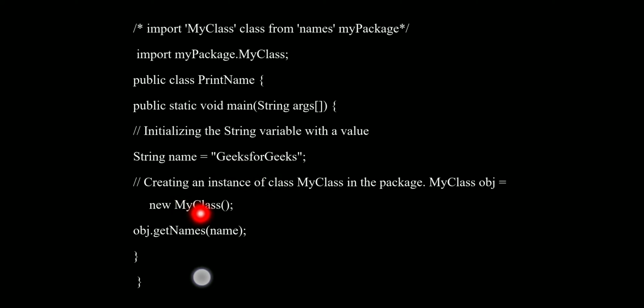In this we are going to create an instance of an object, that is, MyClass obj = new MyClass. This is the way of creating the object. We are creating the obj object with the help of the new keyword and a class name. With the help of that obj object we are calling the getName method by passing the name as a parameter.